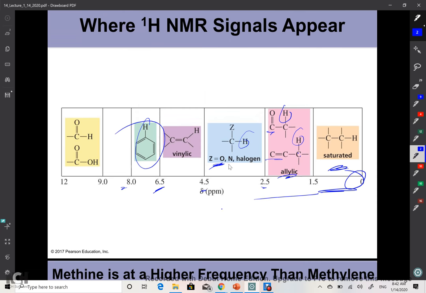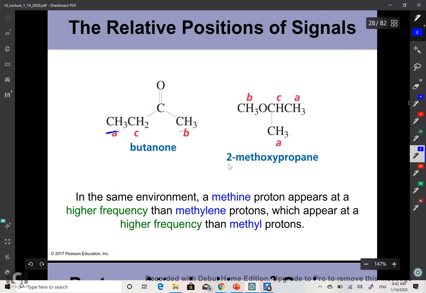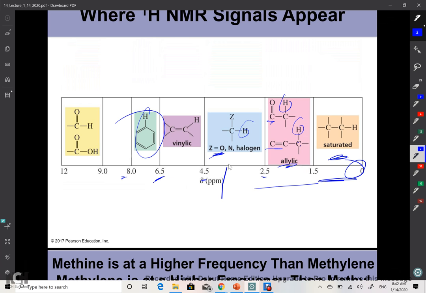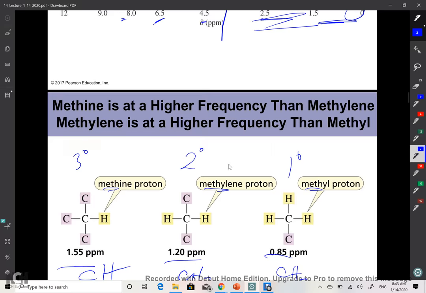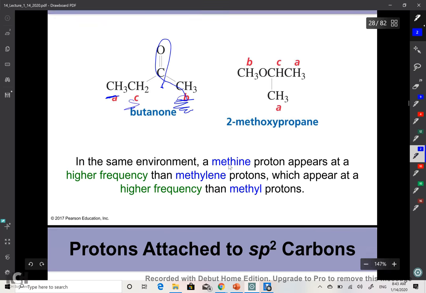Does that make sense? Now, if we move forward, what about B? Look at B, look at the neighbor. The neighbor is a carbonyl group. Then according to this table, B will appear between 1.5 and 2.5, because B is neighboring a carbon double bond oxygen. Is that okay? And if we go down to the next structure, C also will appear in kind of the same region as B, because C is also neighboring a carbon double bond oxygen. Is that okay?